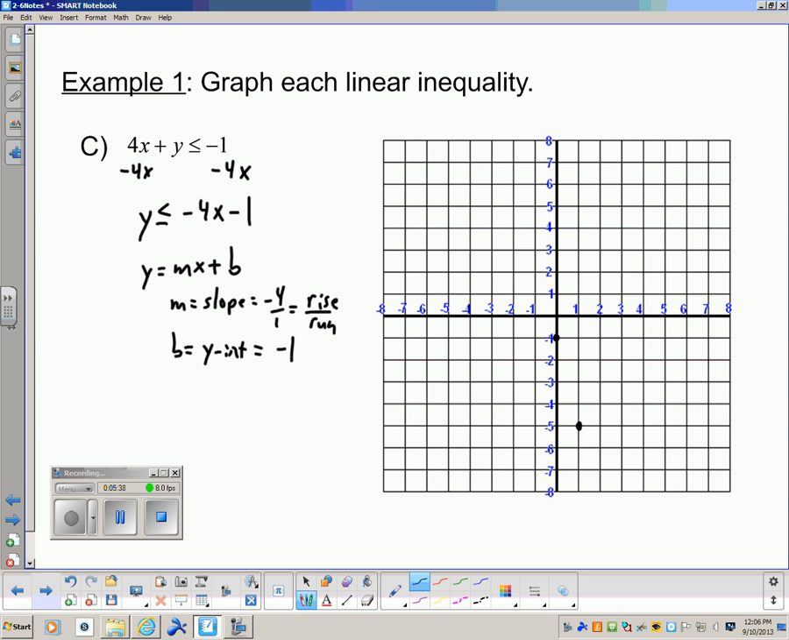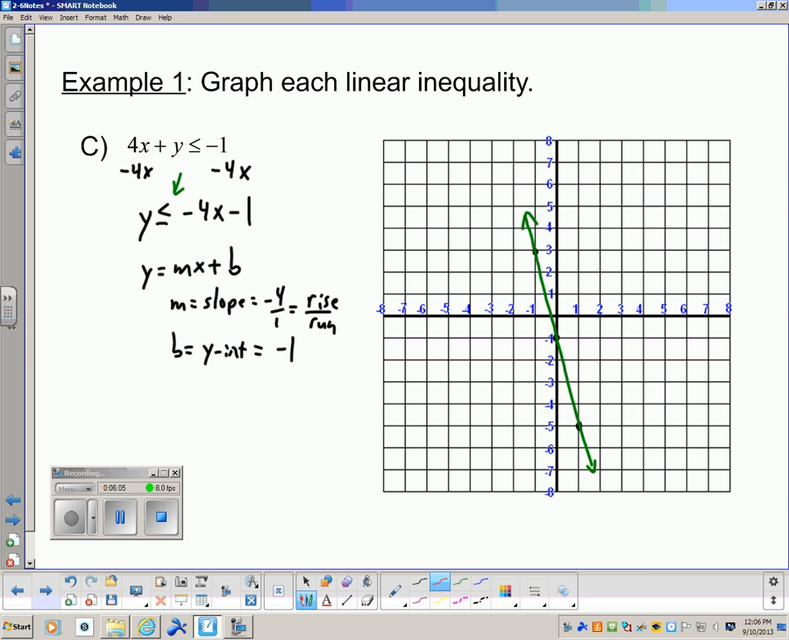And I could go the opposite way too. Now I could go up 4 and run 1 to the left. So connect those. When I connect them, I have to go back up here and look at my inequality symbol, and it is less than or equal to. So when I connect my points this time, it has to be a solid line, and it's got that equals underneath it. And now we just have to decide how we're going to shade this in.